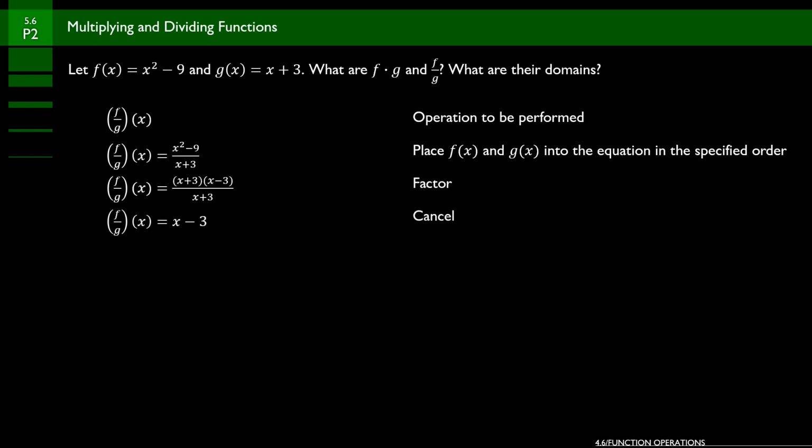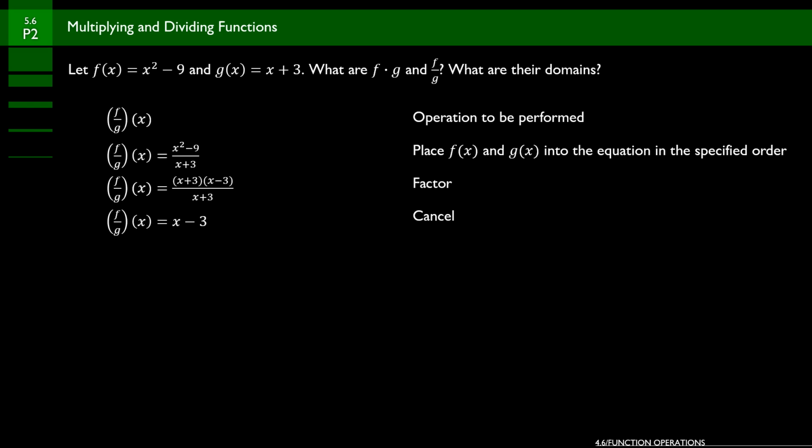Now to figure out the domain, we've got to go back to the first fraction that we wrote, which is x squared minus 9 over x plus 3. Or you could look at the factored form before we did any canceling. We've got x plus 3 times x minus 3 over x plus 3.